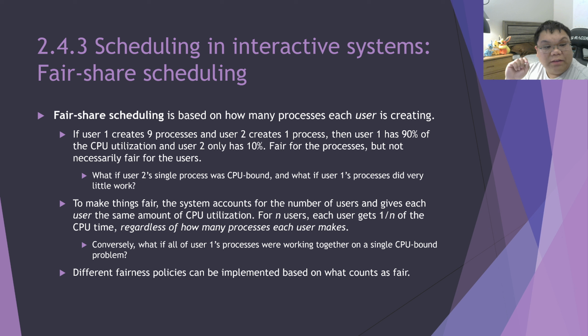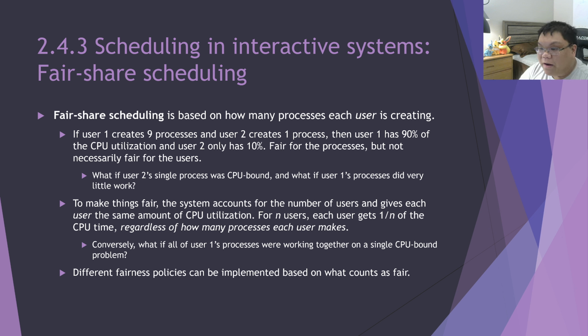What if user 2's processes were all CPU bound? And what if user 1's processes did very little work? Then, if we split up CPU utilization to be 90% user 1 and 10% user 2, then this would not be fair. So the problem is knowing what counts as fair and building up a policy based on that.